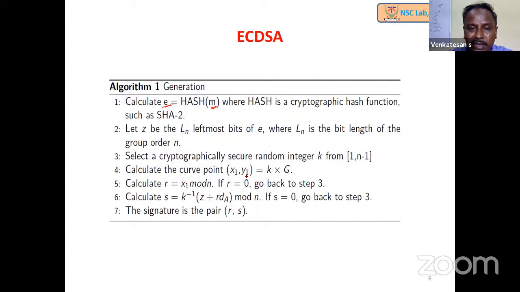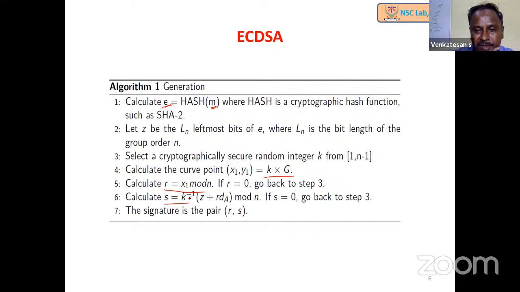Then we compute the curve point as we have done for computing the public key. There are two values getting computed: one is the R value and the other is the X value. R is computed from the X coordinate, x1 mod n. If R is 0, then we have to choose another key. Otherwise, we go for S.